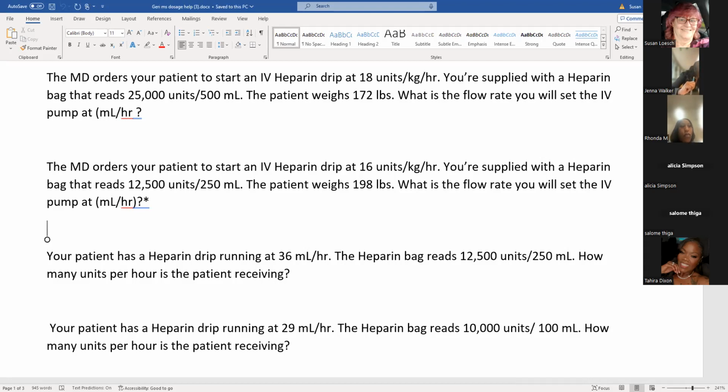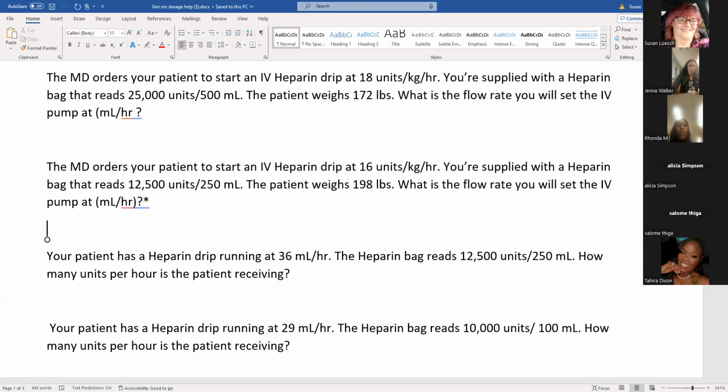It might ask you this question and it might only give you volume and the number of hours. In this question, you see a lot more information, right? So this is a desired over have question. How do you know that? Because you have a desired dose ordered here, and you have what you have on hand, and you have a weight. So this is a weight-based desired over have question.